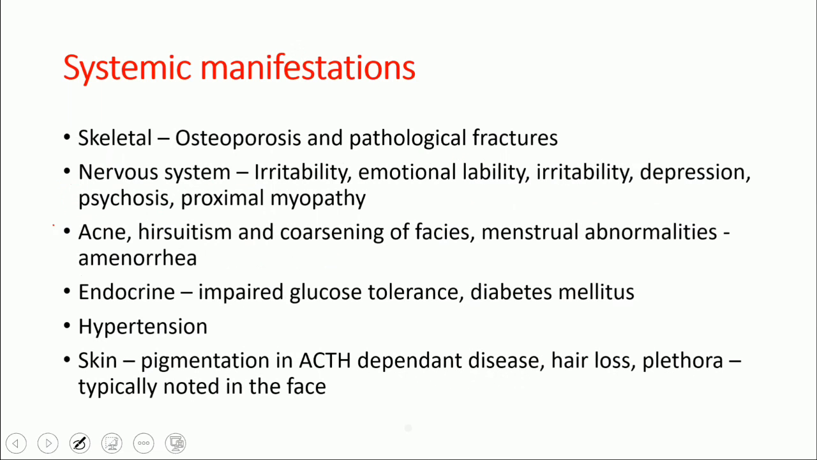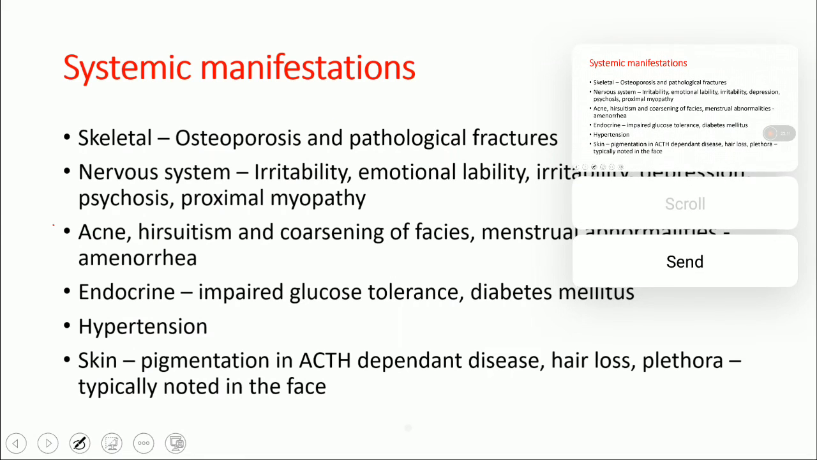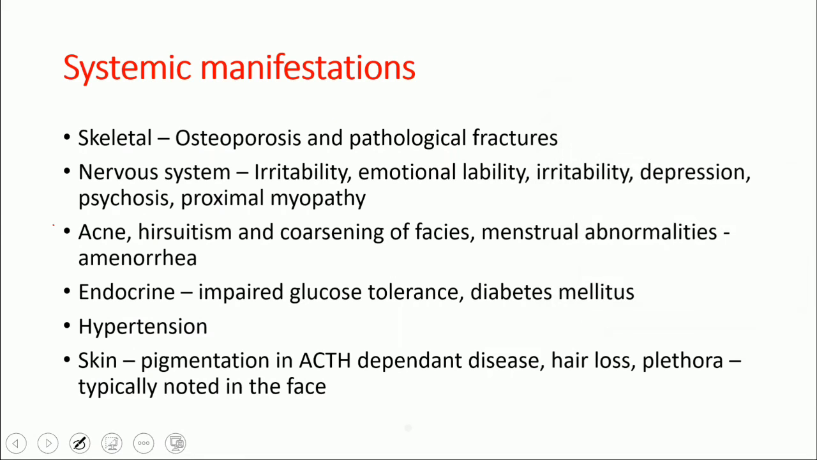Now, apart from the classical features that you have just seen, like the moon face and the purple-white striae, there are other features of Cushing syndrome. Particularly, I'd like to bring your attention to the neurological manifestations. When they have high cortisol, they get irritable, they sometimes have psychosis. And they have proximal myopathy, which is an important feature. As you know, high steroid levels can cause osteoporosis and pathological fractures as well. And of course, high steroids can cause hypertension and diabetes as endocrine complications.